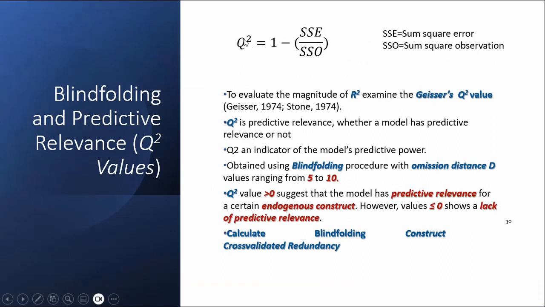And then the Q square, which means the predictive relevance. This is the formula, and Q square shows whether a model has predictive relevance or not. When the Q square value is more than 0, it suggests that the model has predictive relevance. However, if the value is less than 0, it shows a lack of predictive relevance.